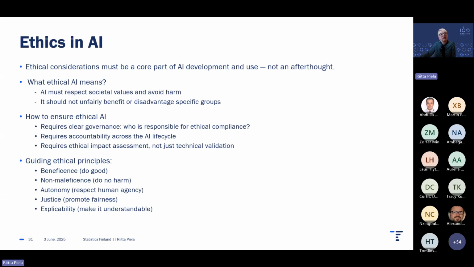And how do we ensure that our AI is ethical? It requires really clear governance. Who is responsible for ethical compliance? It requires accountability across the whole AI lifecycle, and ethical impact assessment, not just technical validation, and guiding ethical principles: doing good and not doing harm, respecting human agency, promoting fairness, and making things understandable.